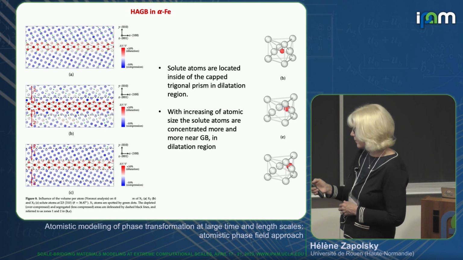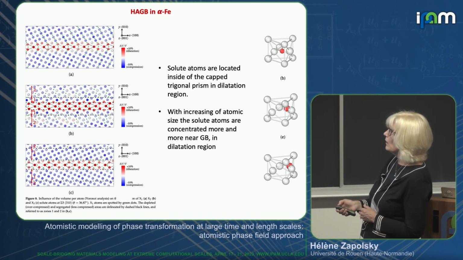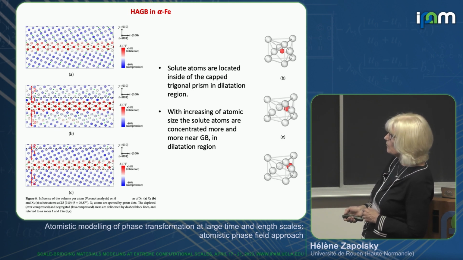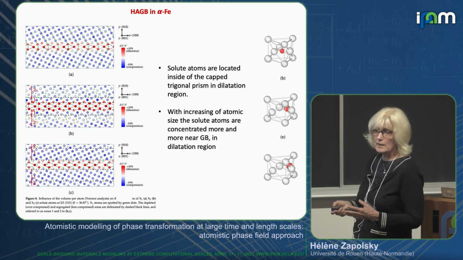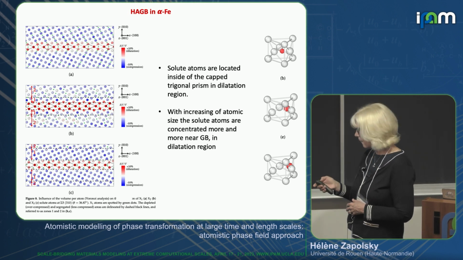Another interesting phenomenon is that the zone where the atoms are segregated at the grain boundary becomes smaller and smaller. It means that if you go to bigger atoms, they will be segregated really along the grain boundary, but not in the volume, because in the grain boundary, in this case, we will have a region with dilatation.